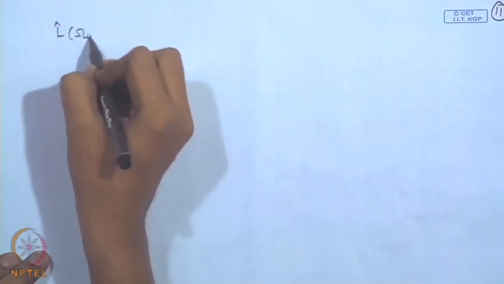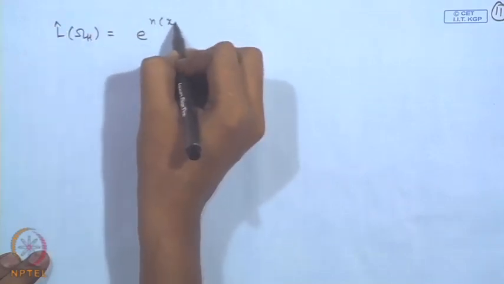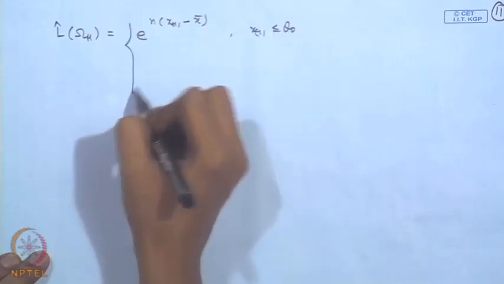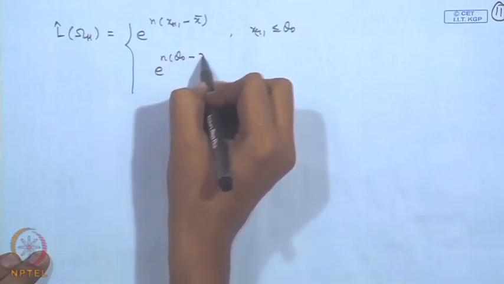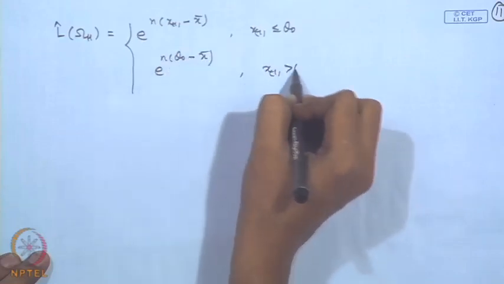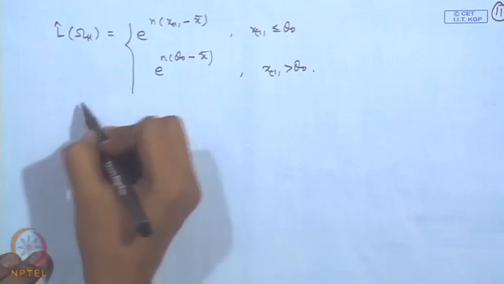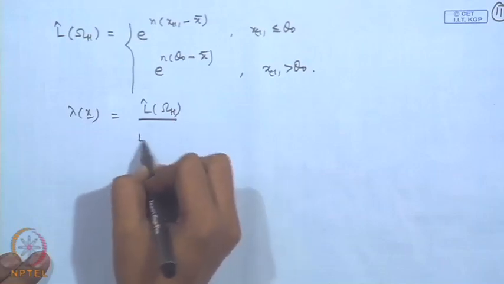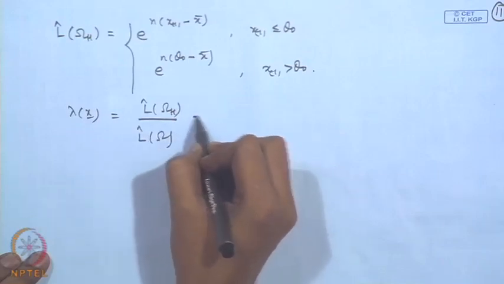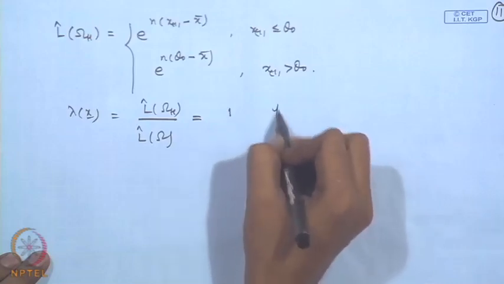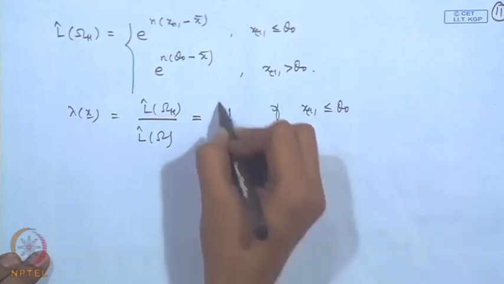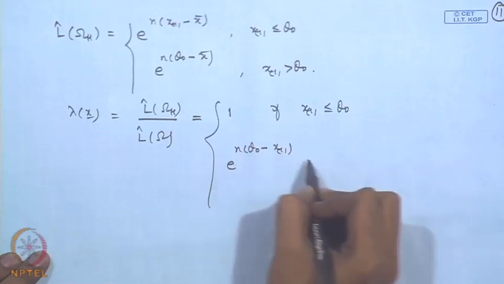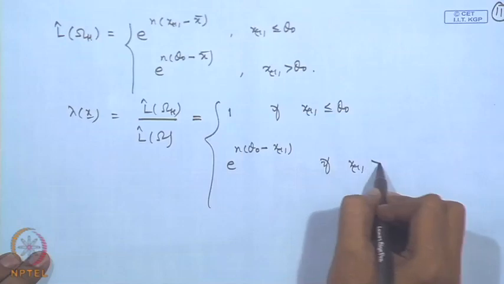So, L hat omega h is equal to e to the power n x 1 minus x bar if x 1 is less than or equal to theta naught, it is equal to e to the power n theta naught minus x bar if x 1 is greater than theta naught. So, the ratio, that is L hat omega h by L hat omega, is equal to 1 if x 1 is less than or equal to theta naught, and it is equal to e to the power n theta naught minus x 1 if x 1 is greater than theta naught.